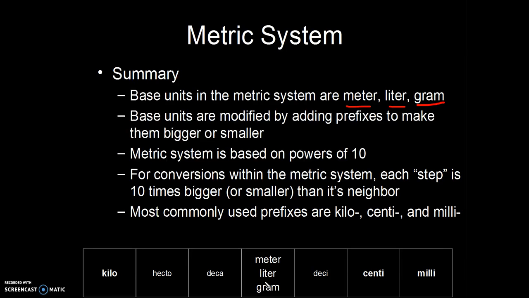So I hope that gave you a good introduction to the metric system. If you have any questions, we will review this in class at the beginning of class tomorrow. Make sure you raise your hand and ask lots of questions, because this is a really important concept that you're going to be using all year long.